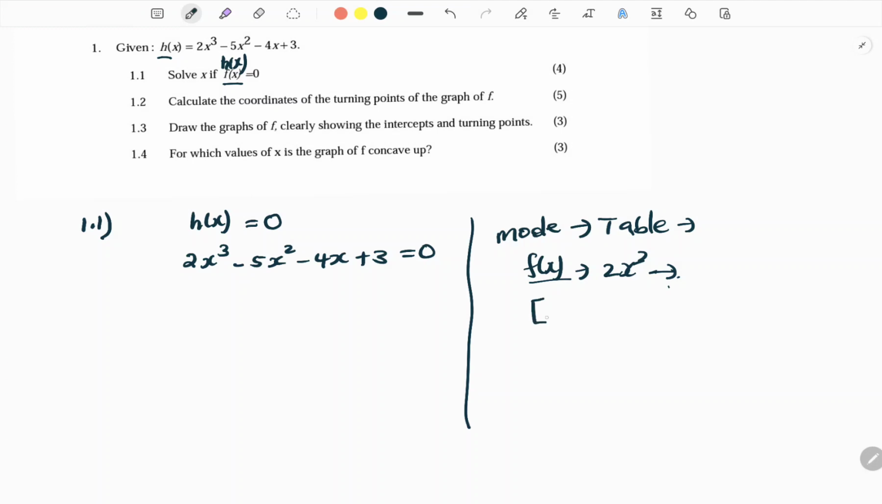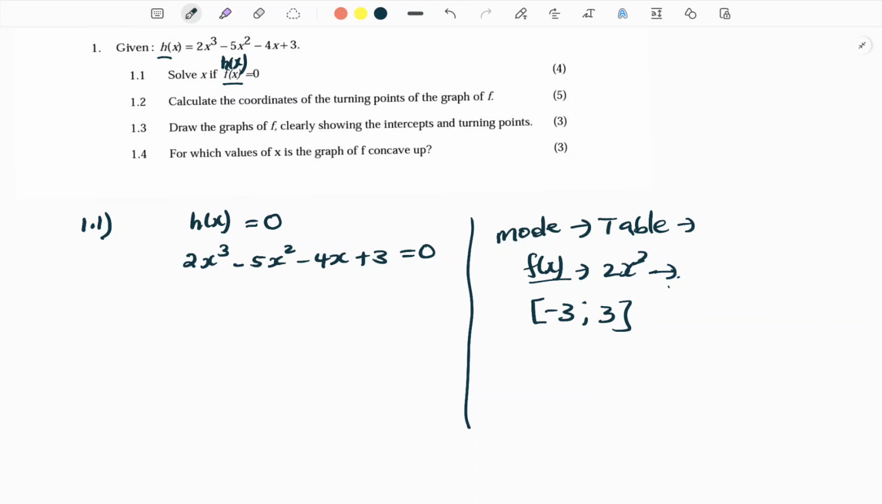You start, this is your domain, you start from -3. You can choose maybe -2 to 2 or -3 to 3, just like that. So I'm going to start with -3 up until 3. Then for the step, you press 1. Then tada, that is your table.